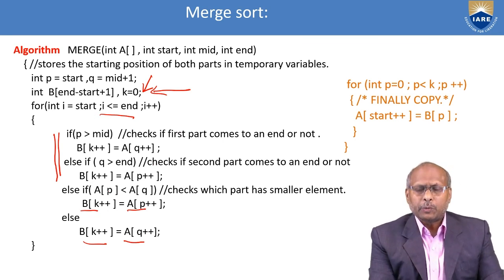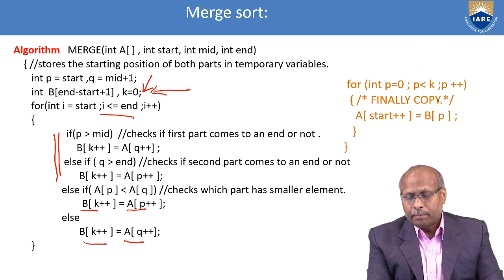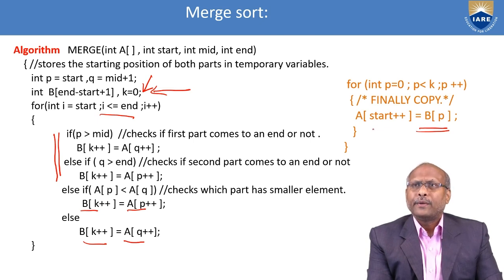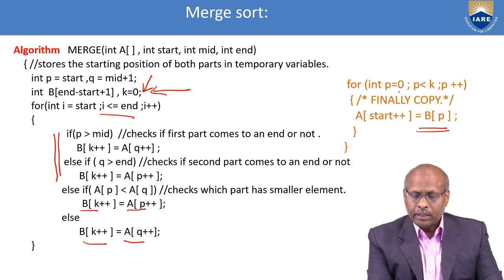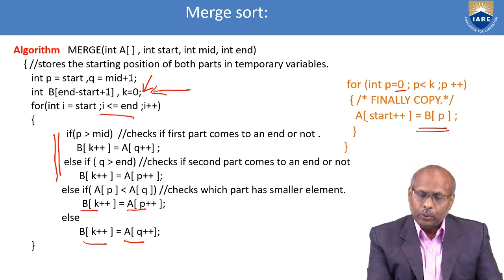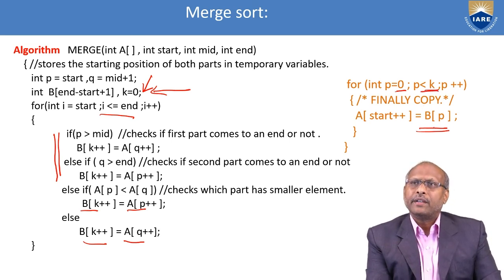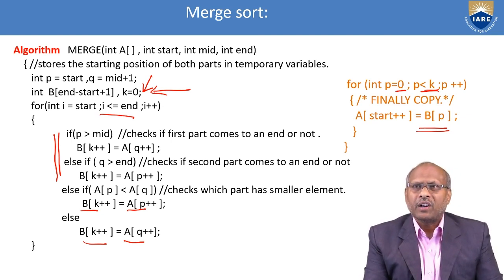So, repeat this process. And finally, when the entire thing is copied, then from B, because B is my temporary array, it is copied to A again. Wherever the starting position is, from the 0th position of the temporary B, elements will be copied to A until K elements, because K number of elements are there in the B. So, once this is copied, the original array is now in order.